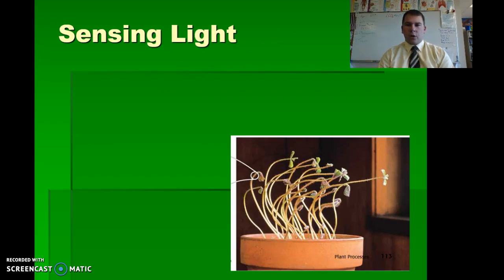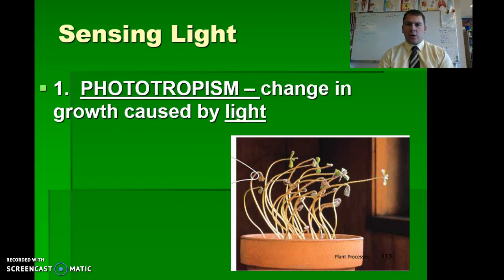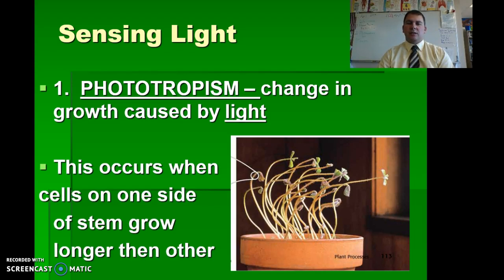When plants grow in response to light, we use the Greek root word photo, which means light. So, phototropism is a change in growth caused by light. This occurs when the cells on one side of the stem will grow longer or larger than other cells.